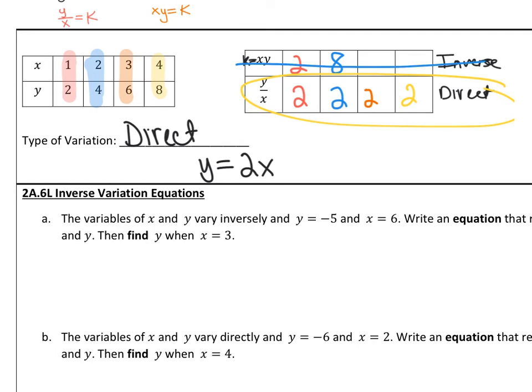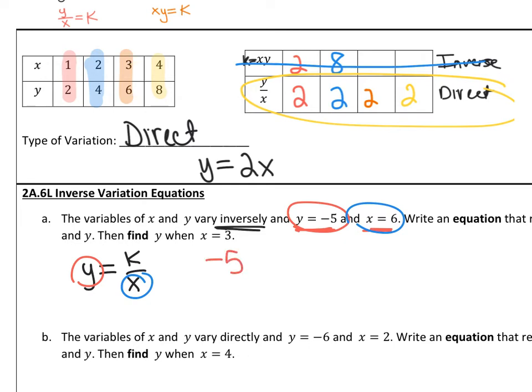So same thing. This says the variables of x and y vary inversely. So key thing to know, whenever you see that word inversely, I want you to start off with y equals k over x, because that's what your equation should look like for inverse variation. It says y equals -5 and x equals 6. Write an equation that's going to relate x and y. So I'm going to plug this number into here, I'm going to plug this number into here, and I'm going to solve for k.